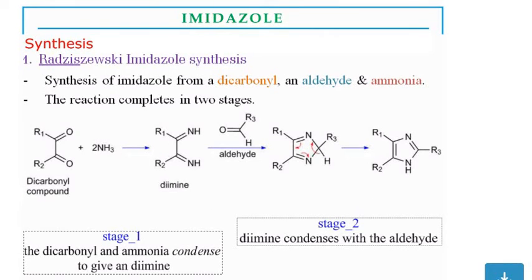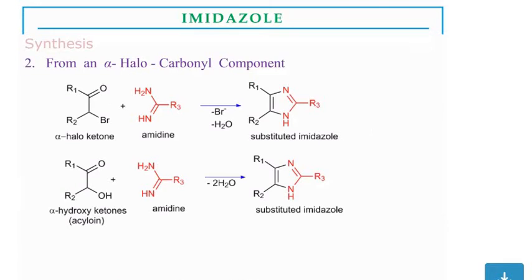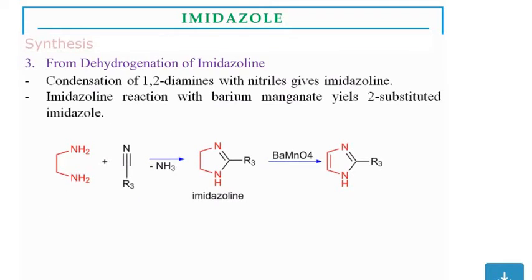Now synthesis. Radziszewski imidazole synthesis: you know, synthesis of imidazole from dicarbonyl, aldehyde and ammonia. The reaction completes in 2 steps: the dicarbonyl compound reacts to form a diimine, and with the reaction with aldehyde it gives the imidazole. So from alpha-halocarbonyl compounds you will get substituted imidazoles. From amidines, you will get substituted imidazoles.